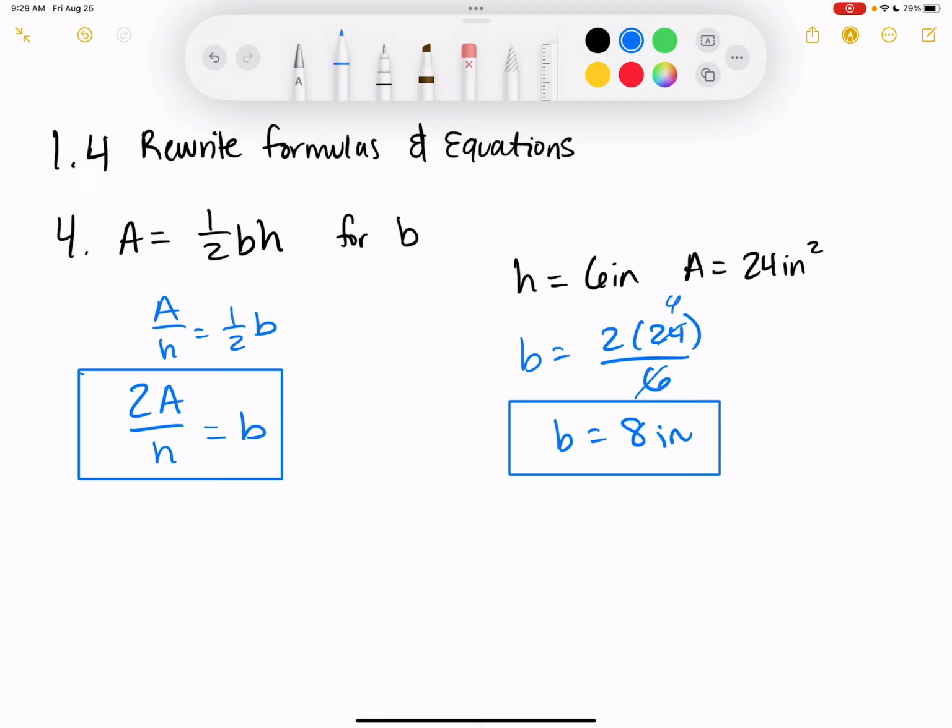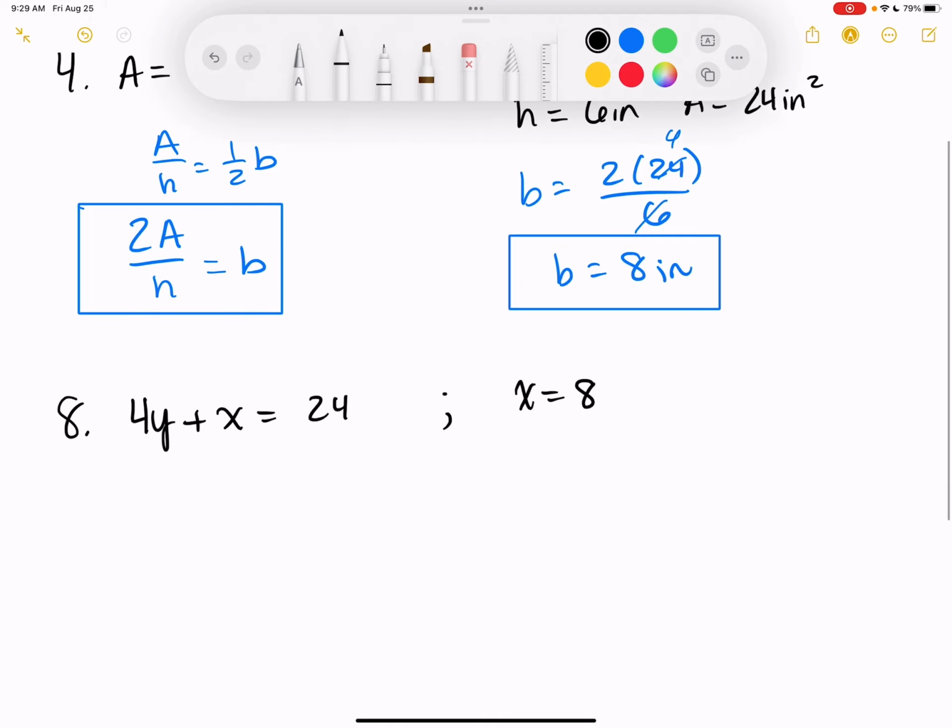Alright, solve the equation for y, then find the value of y for the given value of x. So number 8, 4y plus x equals 24. And then once we solve for y, we're solving for when x is equal to 8. So how do I get y by itself over here?